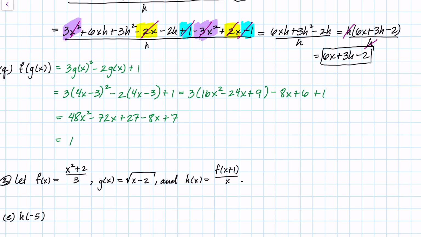So this is 48x squared. And I can take this term and put them together. And 72x, or negative 72x minus 8x, is going to give me 80x. And then 27 plus 7, so I'm just doing this plus this, is going to give me 34. And this is my solution.